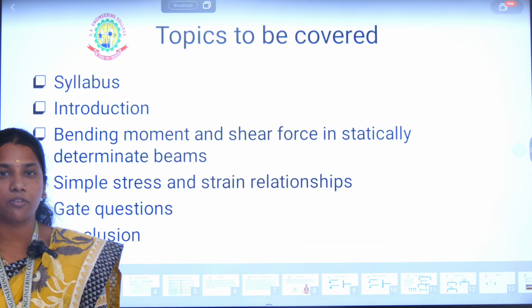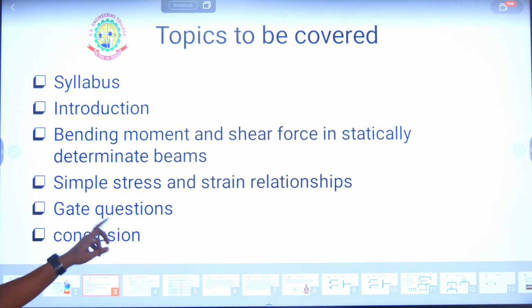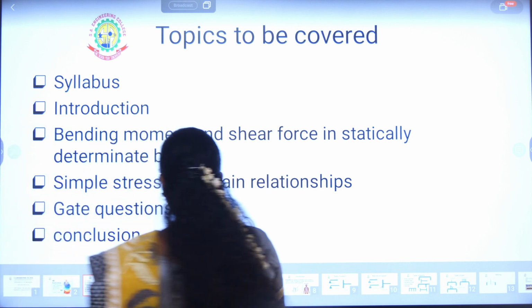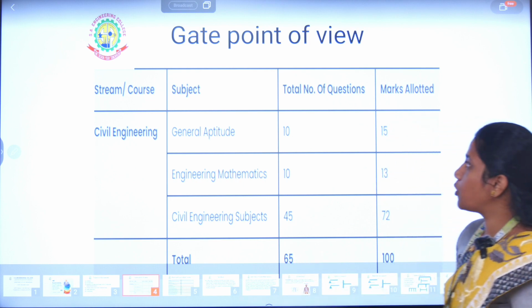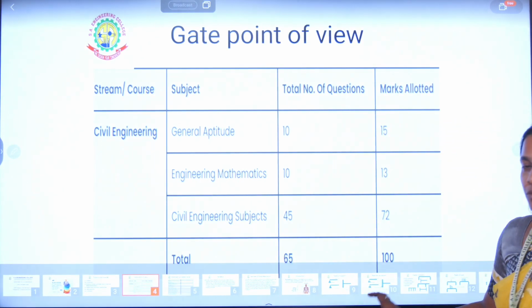These are the topics that will be covered today: syllabus, introduction, bending moment and shear force in a statically determinate beam, simple stress and strain, some of the GATE questions related to it, and conclusion. This is the GATE point of view, in which in total we are going to write for 100 marks.